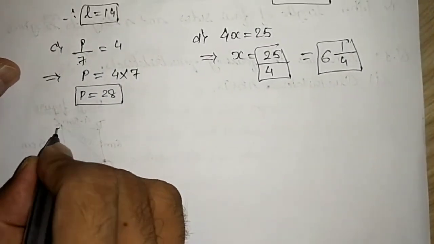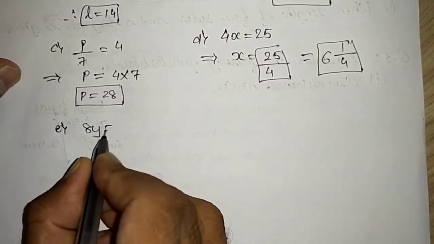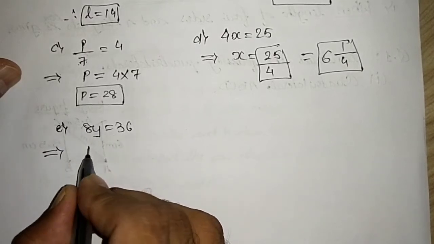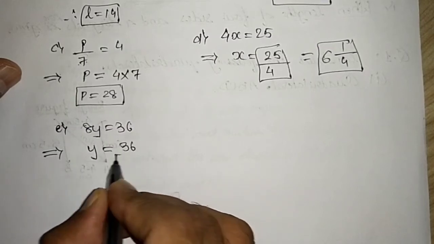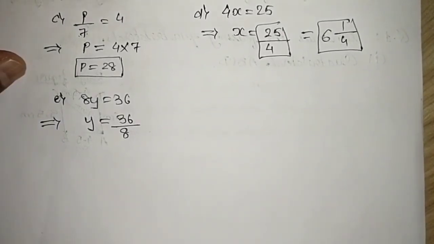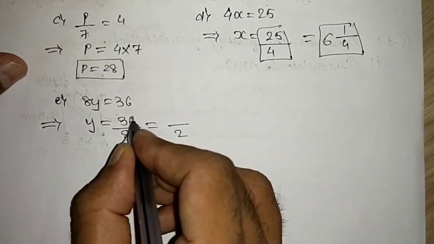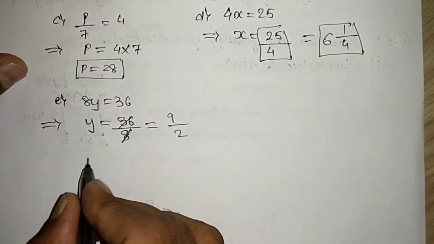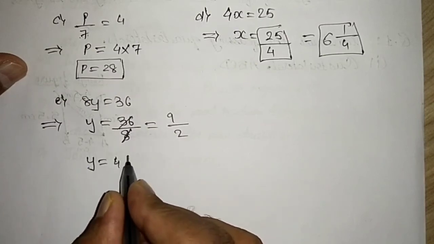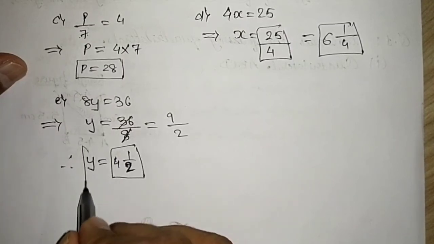Moving to part E, 8y is equal to 36. Transposing 8 to RHS, we get y is equal to 36. It is in multiplication, so it will divide. So we get 36 divided by 8. Let us cut 4 2s are 8 and 4 9s are 36. Again, if you want to convert it into mixed fraction, you will get 2 4s are 8 plus 1, 9 divided by 2. So we will get 4 integer 1 by 2.